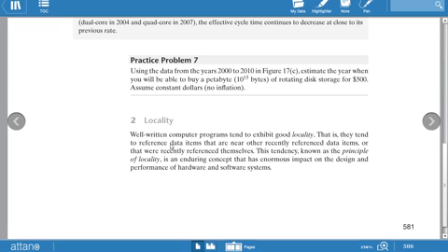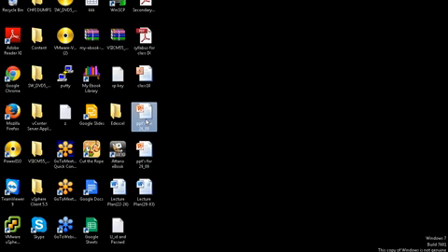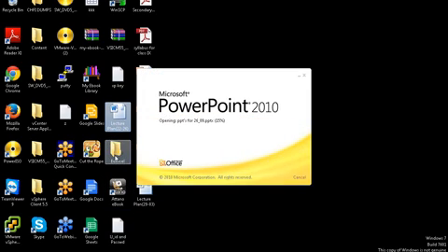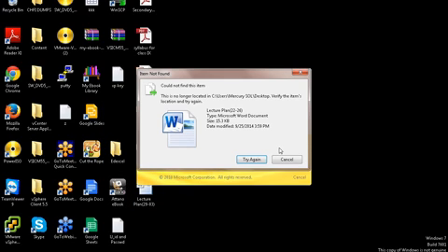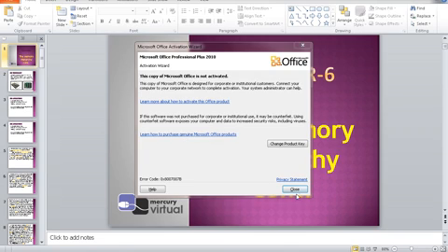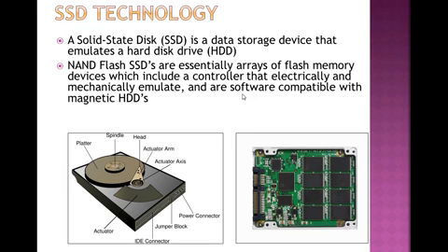This is your new topic, but before that let's take a quick review of what we have covered in the last class. In the last class we studied about the memory hierarchy continued. We started with the technology that is SSD, that is your solid state disk.